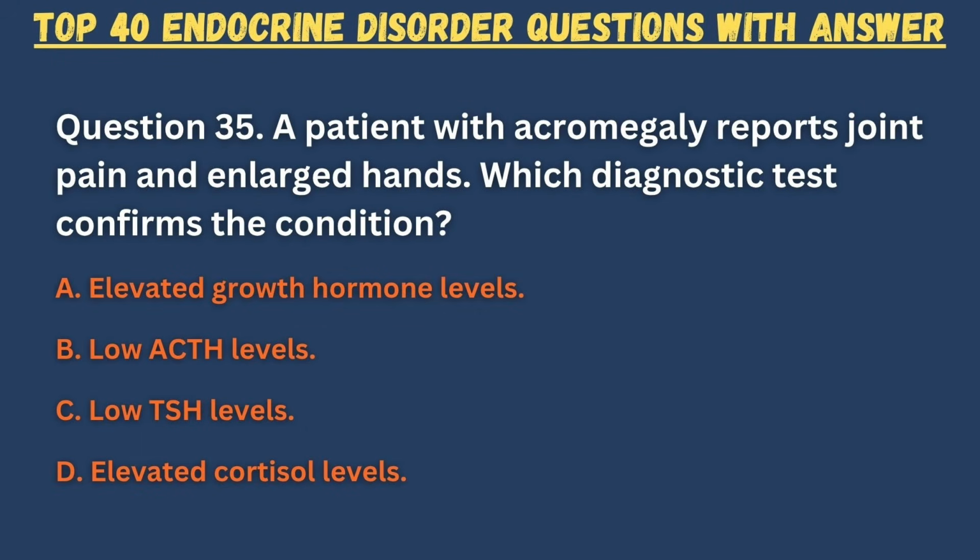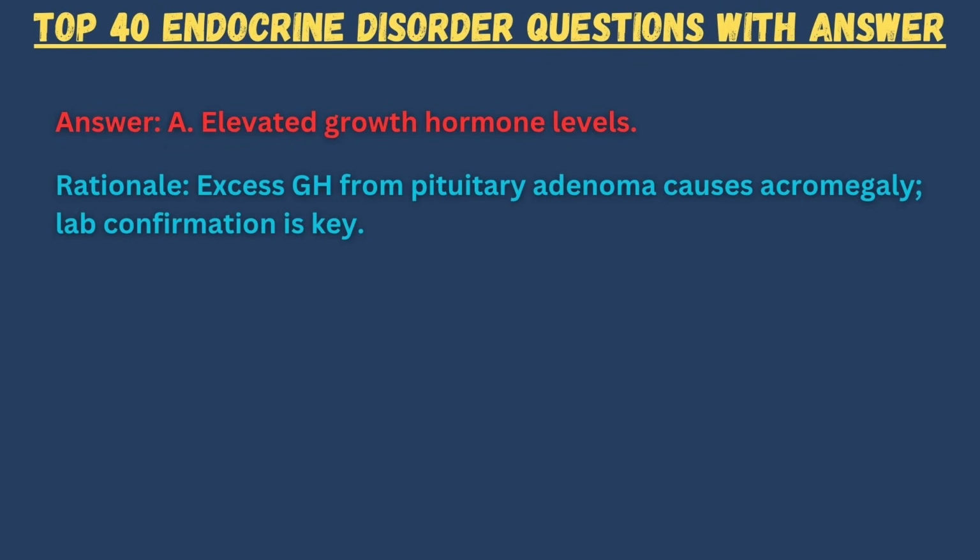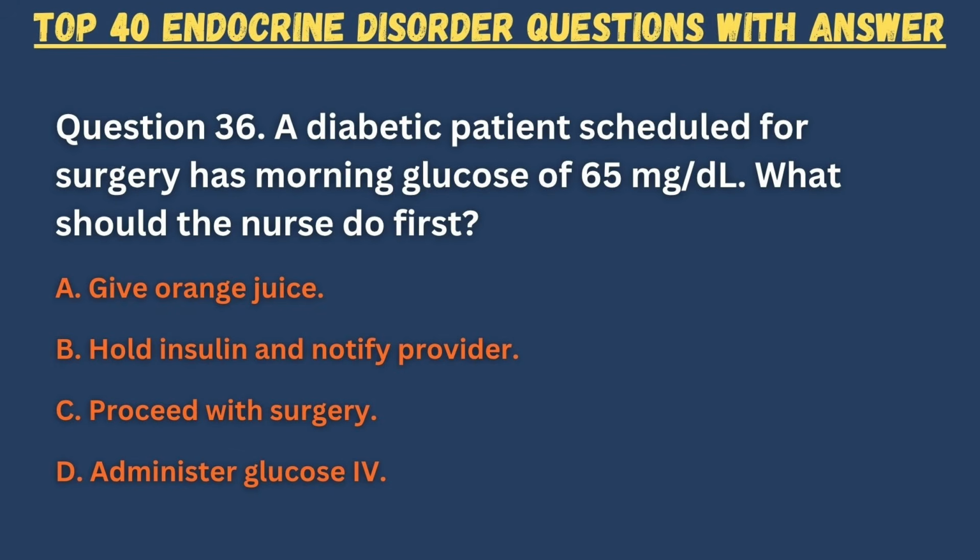Question 35. A patient with acromegaly reports joint pain and enlarged hands. Which diagnostic test confirms the condition? A. Elevated growth hormone levels. B. Low ACTH levels. C. Low TSH levels. D. Elevated cortisol levels. Answer: A. Elevated growth hormone levels. Rationale: excess GH from pituitary adenoma causes acromegaly. Lab confirmation is key.